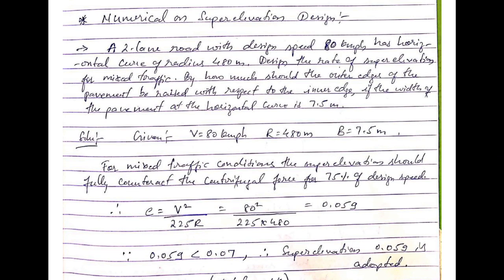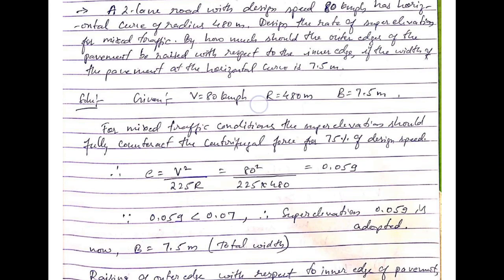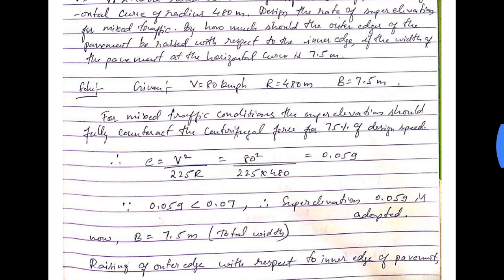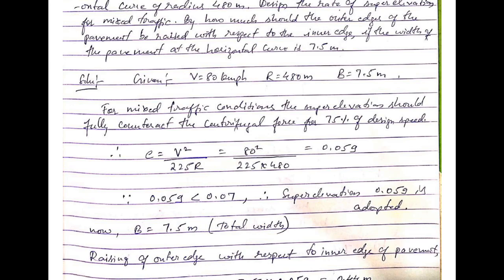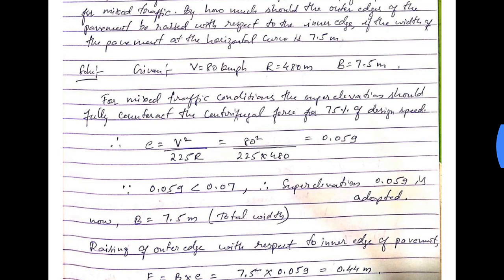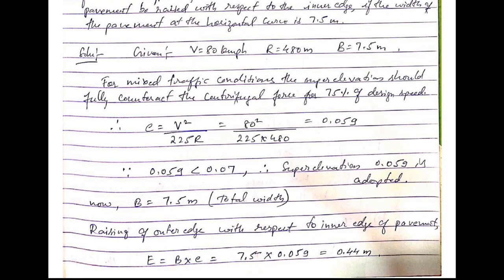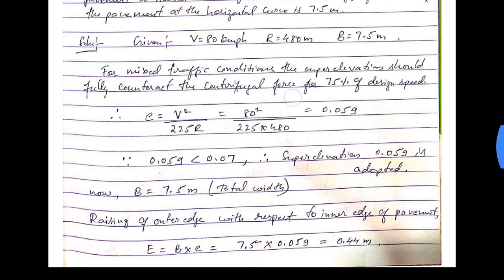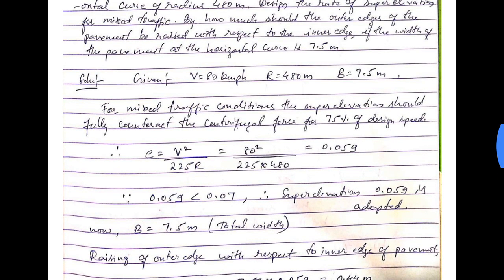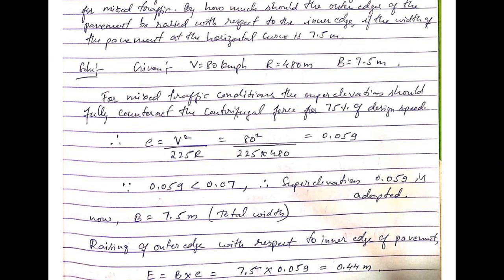Okay, so what is given to us? Design speed 80 kmph, radius of horizontal curve 480 meters and width of the road at the curve is B, that is 7.5 meters. Now since it is given that it is a mixed traffic condition, for mixed traffic condition the super elevation should fully counteract the centrifugal force for 75% of the design speed. Okay, so instead of counteracting the 100% design speed, we counteract 75% design speed.